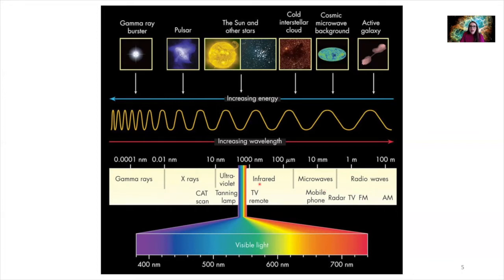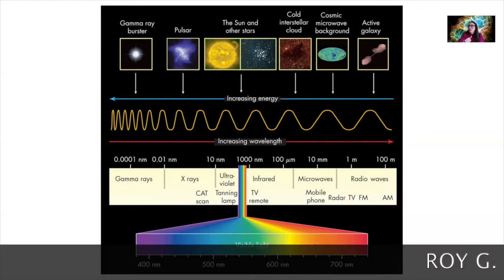Now, the visible part of the electromagnetic spectrum inside here, those are the colors of our rainbow. If you remember, maybe when you were younger, you learned about the colors of the rainbow. I learned a mnemonic. Think about the name Roy G. Biv. Red, orange, yellow, green, blue, indigo, violet. Those are the colors of the rainbow, okay?